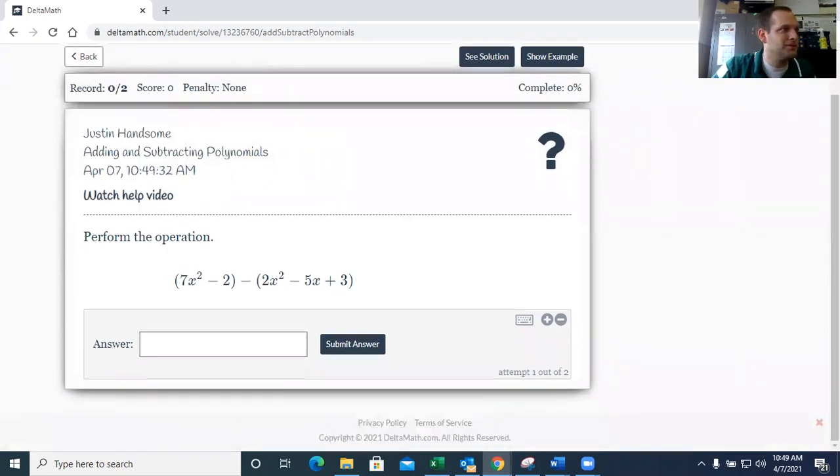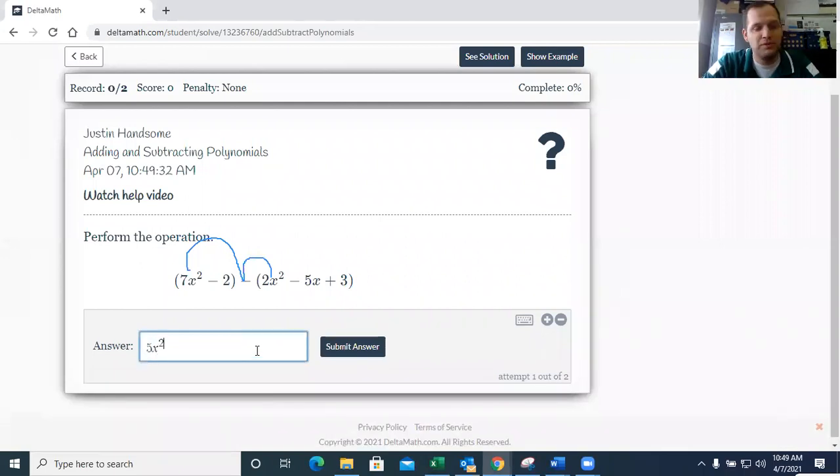When we go through and do this, we start by looking at common terms. So I'm going to have my 7x squared minus 2x squared. Well, what's 7 minus 2? It's 5x squared. If you want to do the squared symbol, you do shift 6. Next up, what's 1 less than x squared? It would just be x.